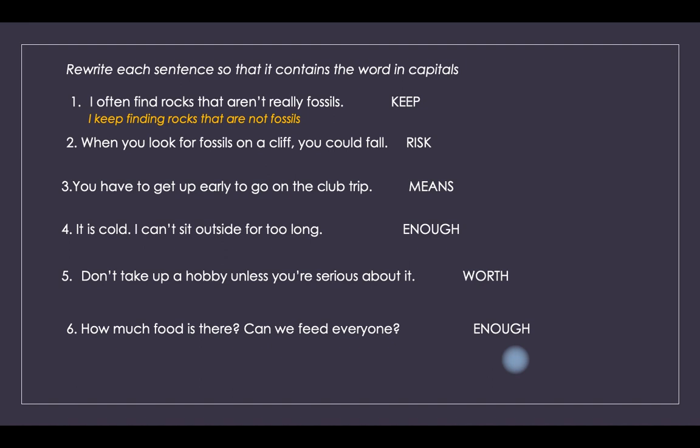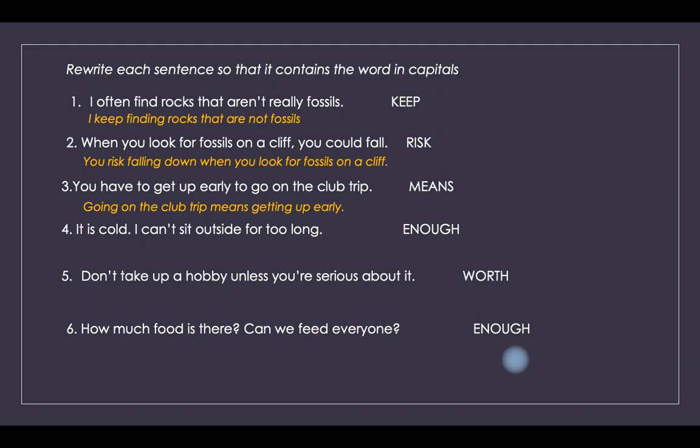Keep is used with the verb plus ing. It is followed by a gerund, always. When you look for fossils on a cliff, you could fall. You risk falling down when you look for fossils on a cliff. Risk doing something. You have to get up early to go on the club trip. Going on the club trip means getting up early. Yeah, demektir. This is the meaning of the verb.